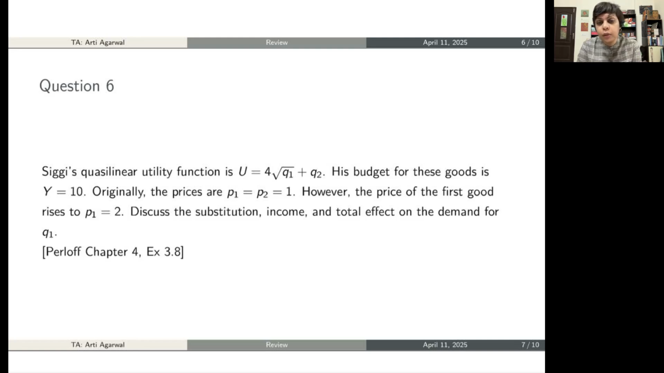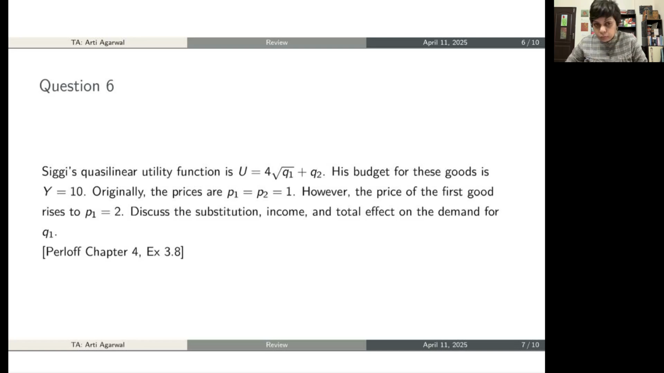Then what are we going to do? We know the new price for P1, which is equal to 2. We will do the same thing to calculate the new optimal bundle using the same method, MU1 by MU2 equal to P1 prime by P2, right? You get the new optimal bundle. What is the total effect? Total effect is the new q1 prime minus the original q1.